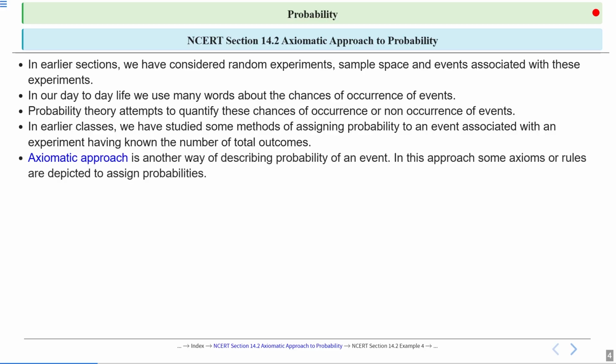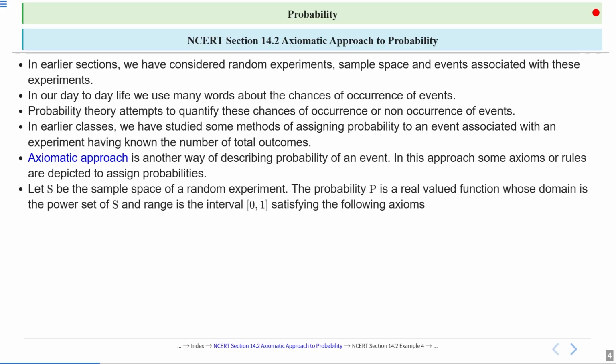Now, axiomatic approach. What do we mean by axiomatic approach? Axiomatic approach is another way of describing the probability of an event. In this approach, some axioms or rules are laid down to assign probability. So we will first discuss some axioms or rules that will help us to assign probability.